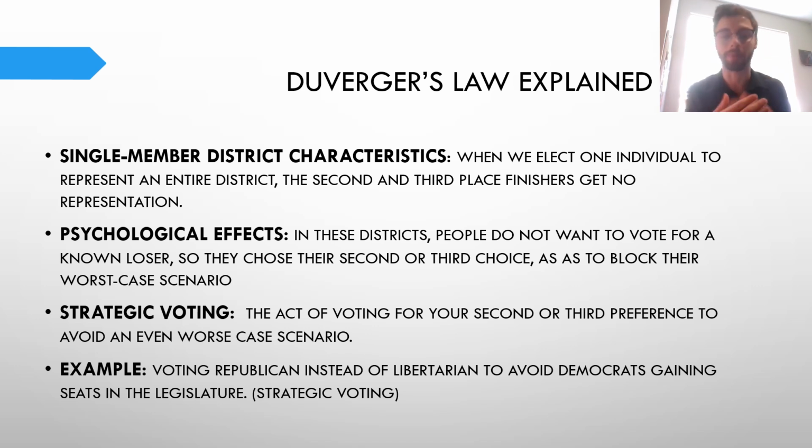And I flipped it when I provided your written example, voting Republican instead of Libertarian if you're a true Libertarian, to avoid Democrats gaining seats in the legislature. So you might not be a hardline Republican, as you might be, especially as we see in Montana, a Libertarian, but you favor Republican policies because they're your second choice, and your last choice would be a Democratic representative. Strategic voting is the example of a Libertarian voting Republican. This is Duverger's law in effect.